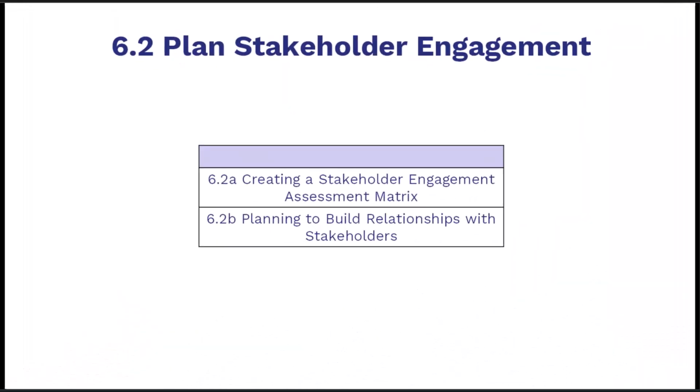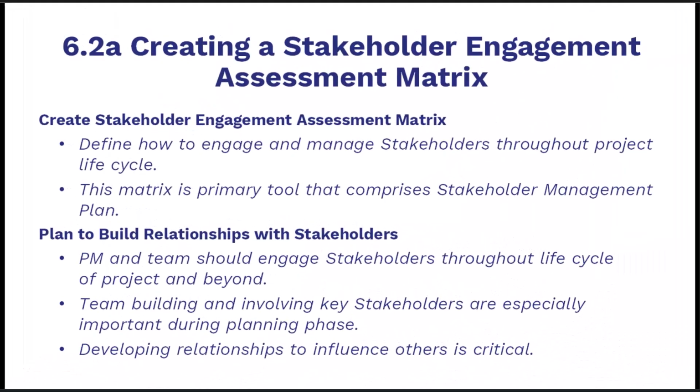Section 6.2 guides engagement. Define goals, map influences, and set cadence. 6.2a builds a stakeholder engagement assessment matrix. 6.2b turns insights into relationship plans, commitments, and feedback loops, sustaining alignment. Create a stakeholder engagement assessment matrix to define engagement across the life cycle and anchor the plan. Build relationships, especially during planning, using team building and influence to align stakeholders.